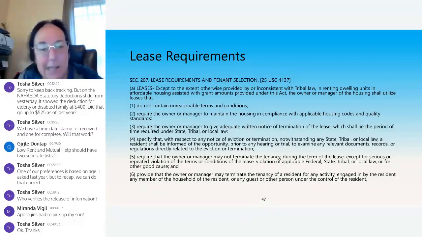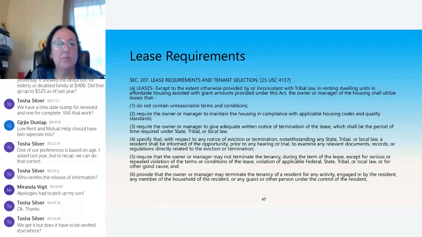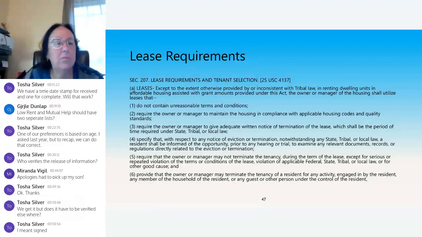We've been talking about admissions and occupancy, A&O, so we get it, but does it have to be verified elsewhere? No, not signed.